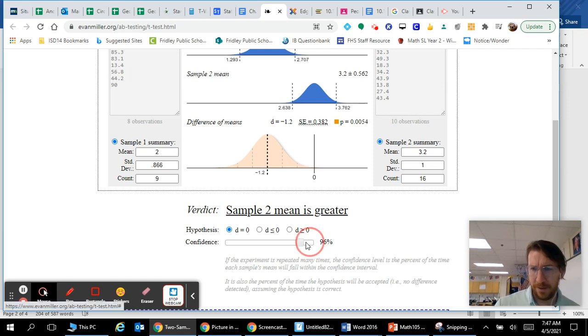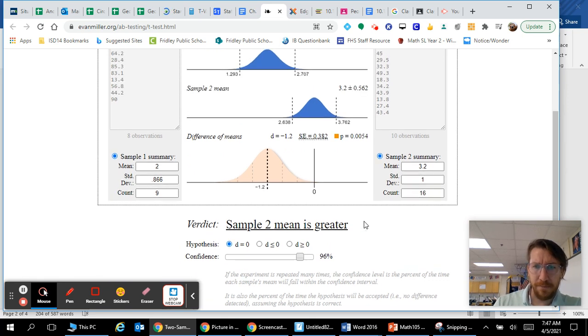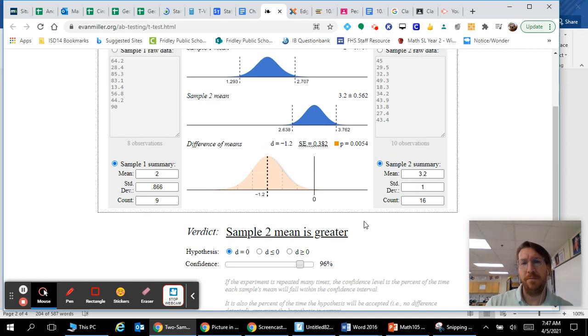Oh, computer's being slow. So 5% would be 95%, and 1% would be 99%. Okay, it's kind of being tricky here. Okay, but regardless of what that percent is, it's actually not really changing much here.